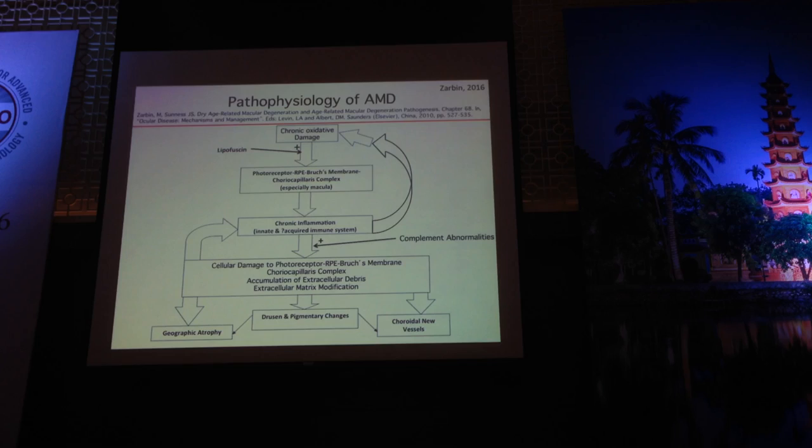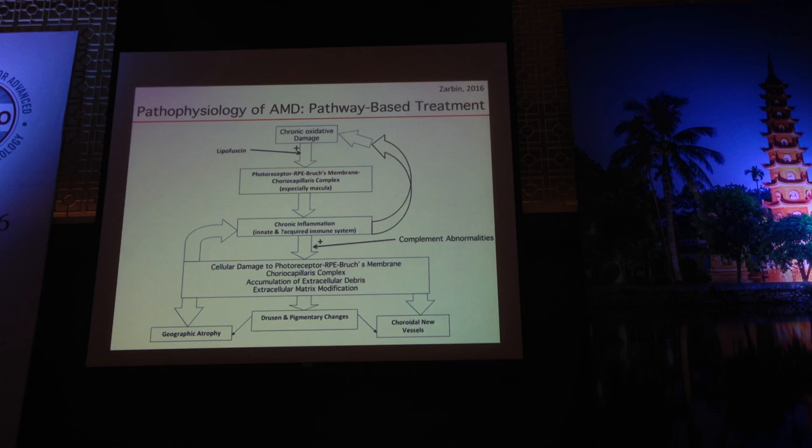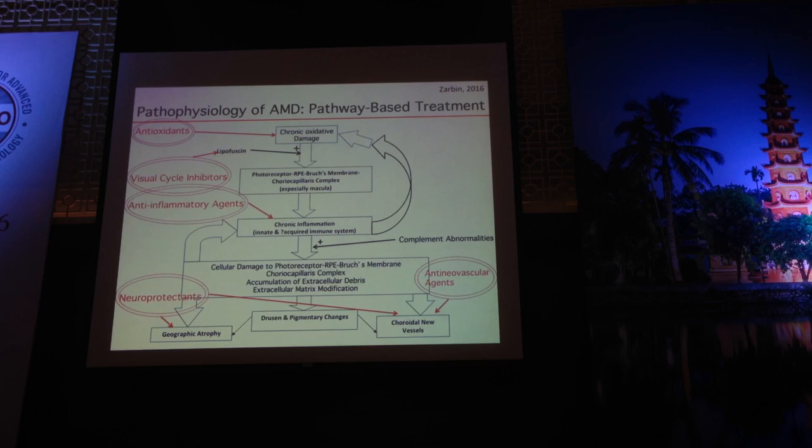Now, with this in mind, you can understand completely all the different types of treatments that are being used to try to treat the disease. So antioxidants to manage oxidative damage, visual cycle inhibitors like emixustat to reduce free radical production that precipitates oxidative damage. Anti-inflammatory drugs like the complement inhibitors, none of which have been successful so far. And neuroprotectants, and then, of course, anti-neovascular agents. So now let me go through the real data underlying this concept, starting with Bruch's membrane.